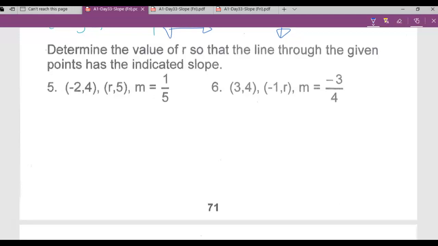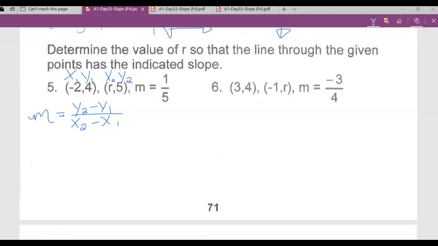So now they want us to find the missing value for the line that goes through the given points and the slope. So we have points again, and they did the slope for us. So let's label the points x1, y1, x2, y2. That's a good first step. And then let's go ahead and write the formula for slope again. M equals y2 minus y1 over x2 minus x1.